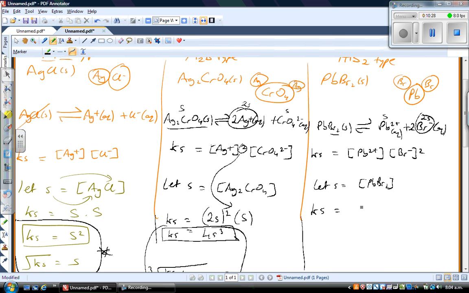Ks is therefore equal to, in this case, S, which represents the Pb2+, and then the Br- is 2S, and it's squared from the original expression.